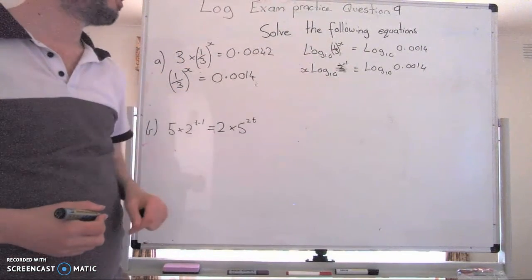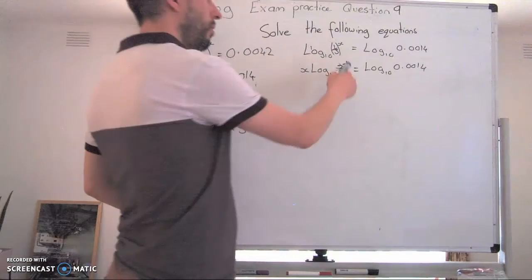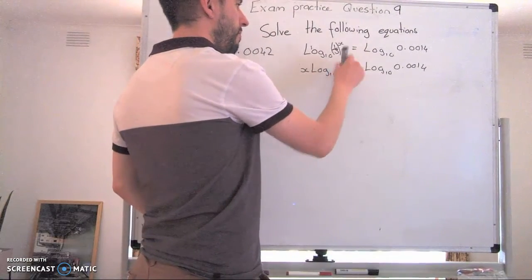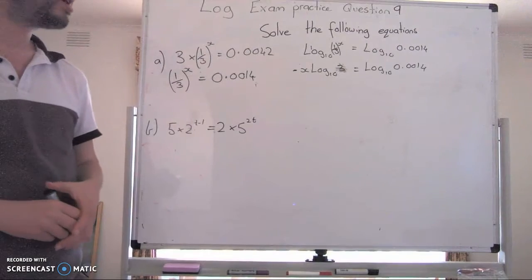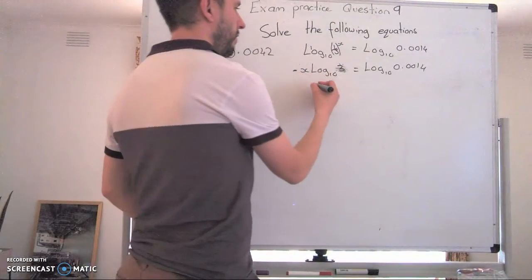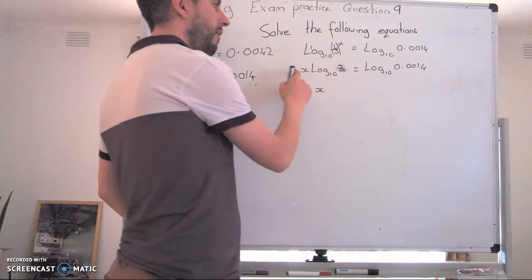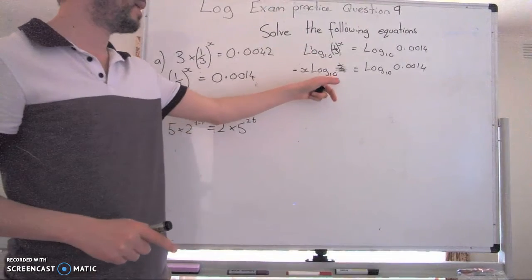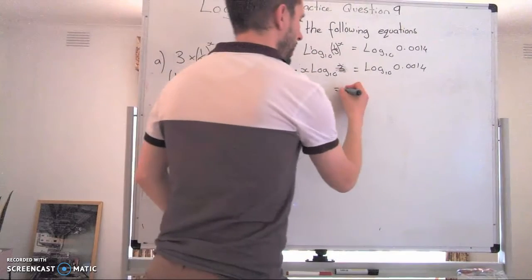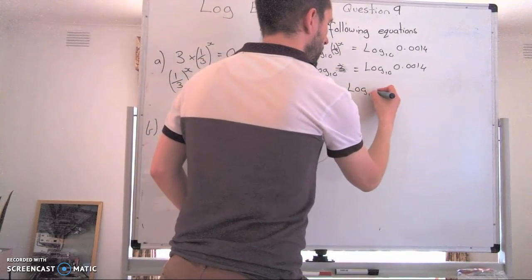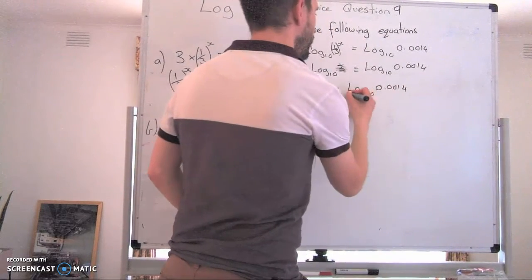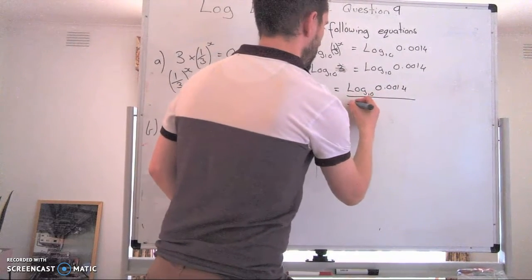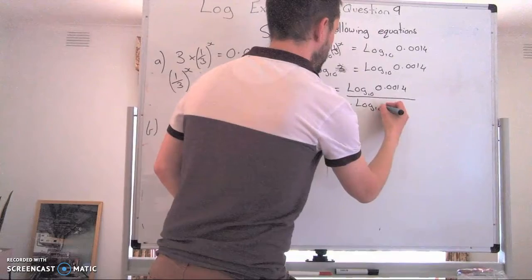I've done it as to the power of negative 1 because straight away that tells me I can take a negative out the front. And then I'm going to straight away take that negative 1 and put it up the front here, negative x. Now I want log by itself, so x by itself. So to do that, I'm going to divide both sides by negative log base 10 of 3. And that gives me log base 10 of 0.0014 over negative log base 10 of 3.